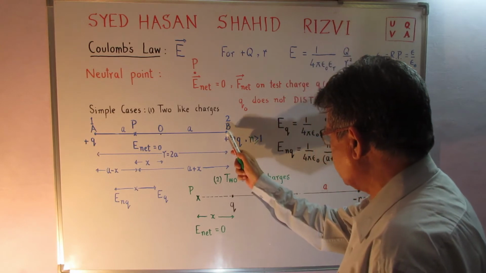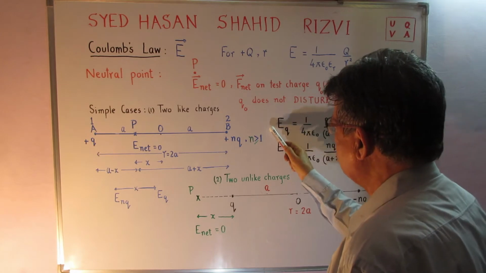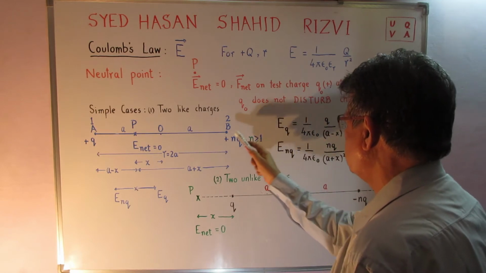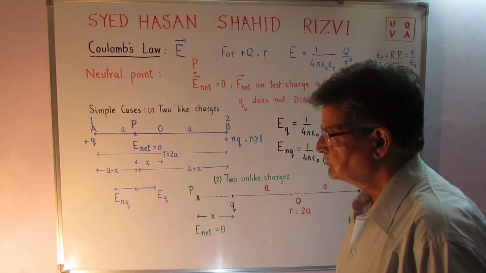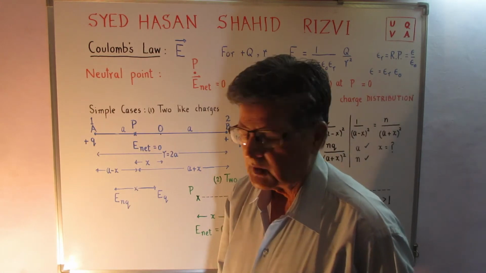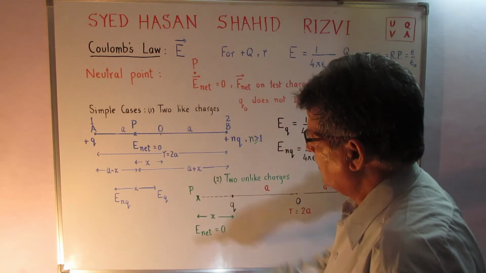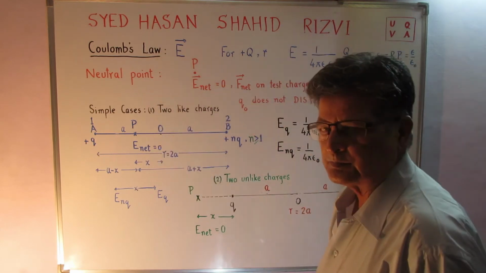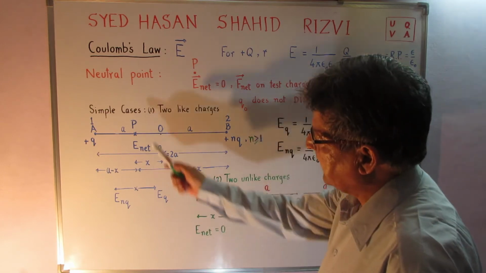Well, if I extend this line on this side, then for every point the field due to Q will be like this, and the field due to NQ will also be like this, and therefore there will not be a balance. If you go this side, then also there shall not be any balance. But between A and O, there is a point P located at a distance x from O, where a balance is possible. Let's create a balance.